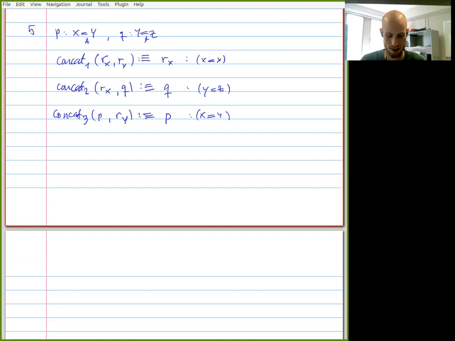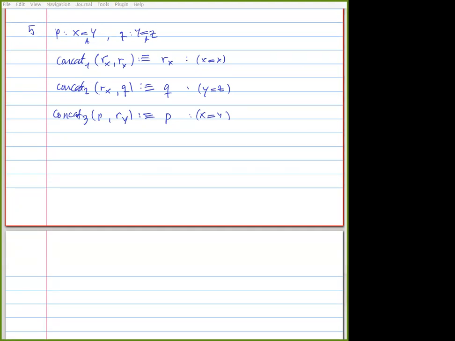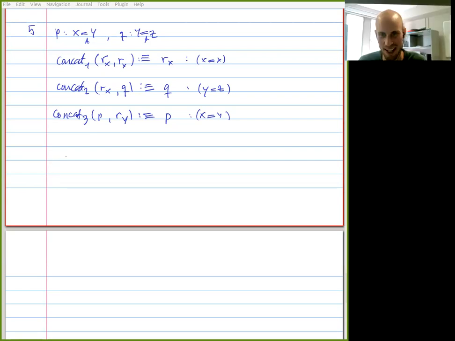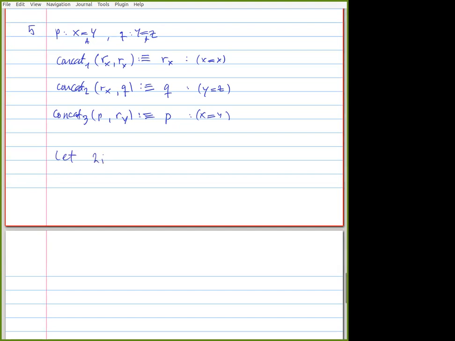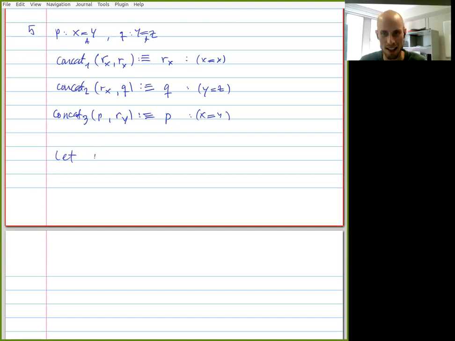And does anyone have two favorite numbers, i and j? Don't be shy. 2 and 3, because they're the only primes. Good. Okay. So our favorite numbers are 2 and 3. So i is equal to 2. j is equal to 3.